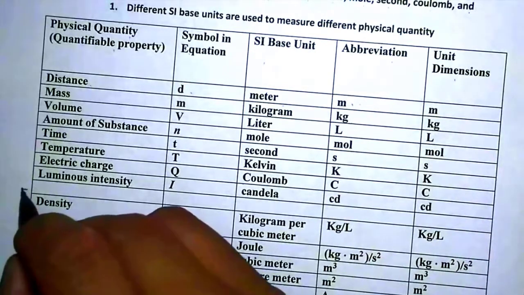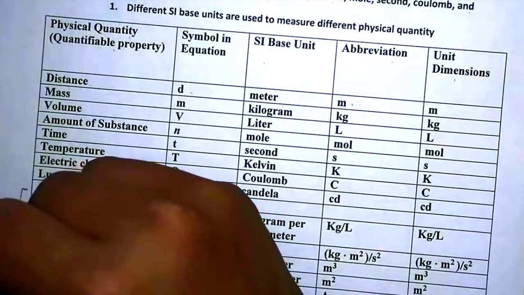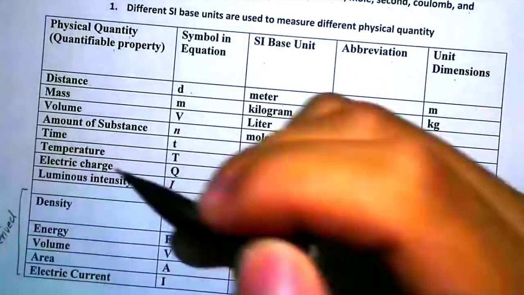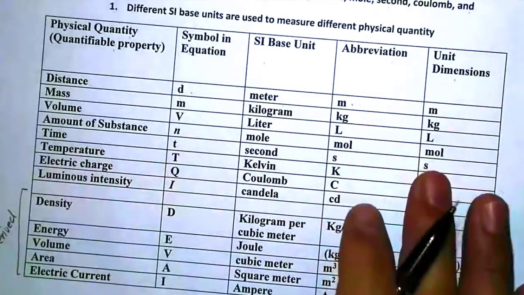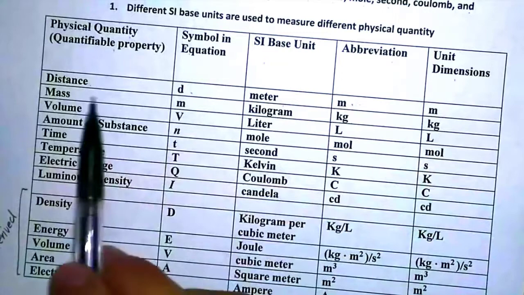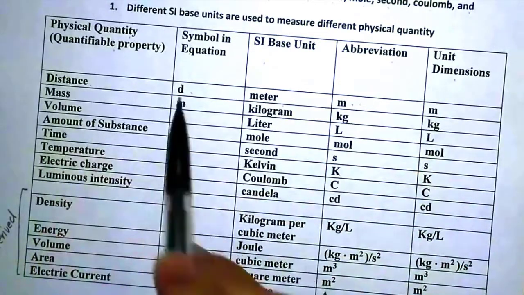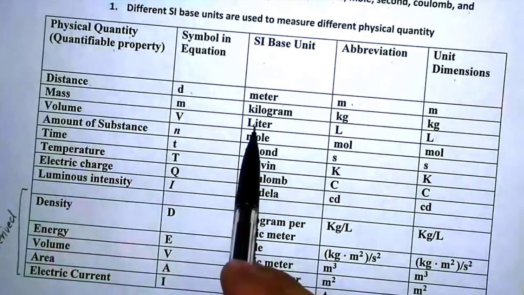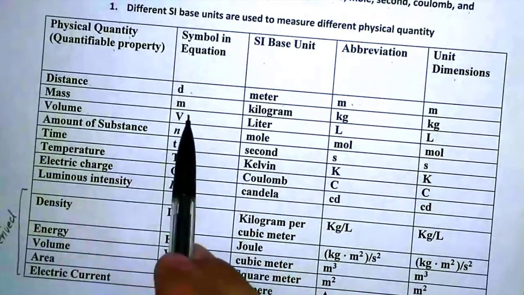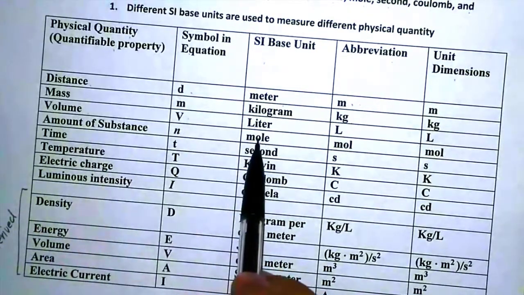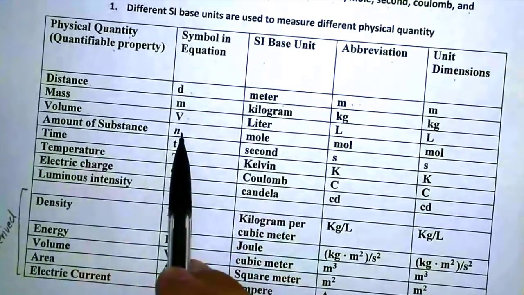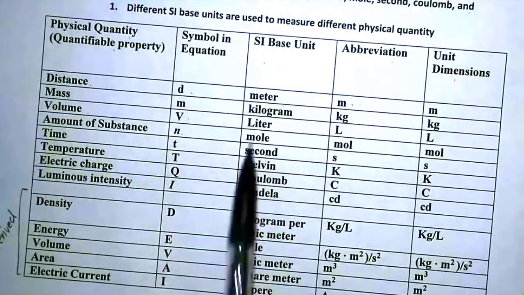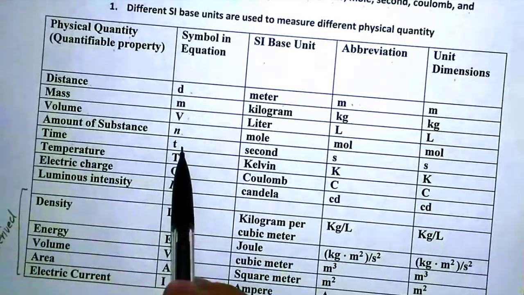Until we get down here, where we have something called the derived SI unit system. We'll talk about that later, but now let's go back to this. We have kilogram used to measure mass, which is represented by the letter M. Then we have liter used to measure volume, represented by V. Then we have the unit mole used to measure the amount of substance, represented by the italic lowercase n. Then we have second used to measure time, represented by the lowercase t.